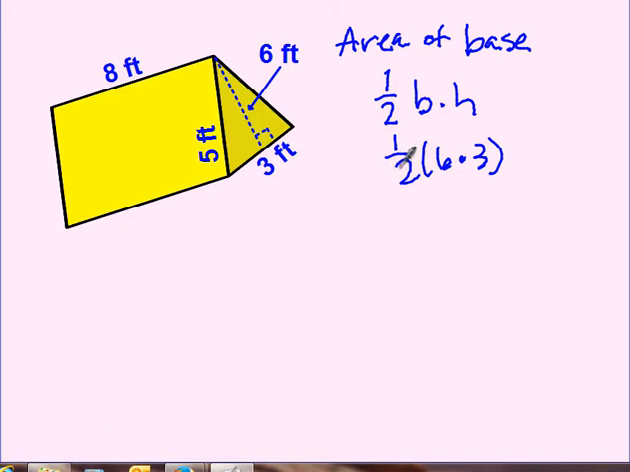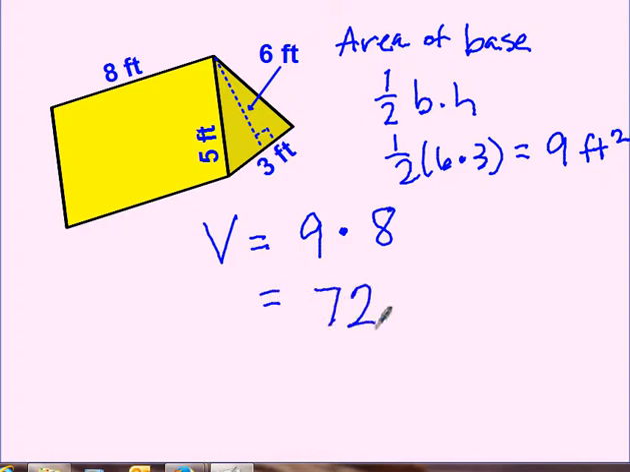6 times 3 is 18. Half of 18 is 9. So the area of my triangle is 9 square feet. I'm going to use that for the area of the base in my prism. The height of the prism is 8 feet. So when I multiply those together, I get 72 cubic feet for my prism volume.